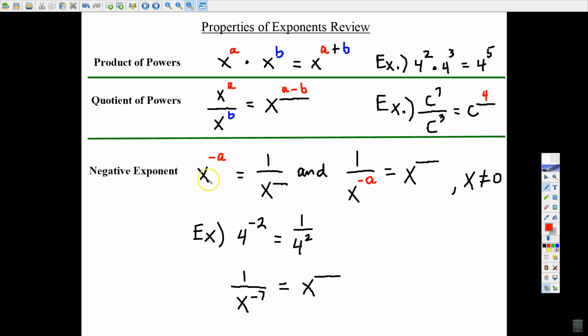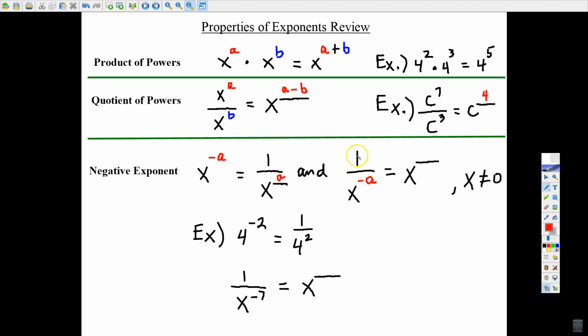In my example here, the base is x. So whenever I see a negative exponent, I immediately write the reciprocal of the base, and the reciprocal of x is 1 over x. Remember, you can think of x as x over 1. Well, if you flip that over or write the reciprocal, you have 1 over x. So then after changing the base to its reciprocal, then you can write the positive exponent. So x to the negative a is equal to 1 over x to the positive a.